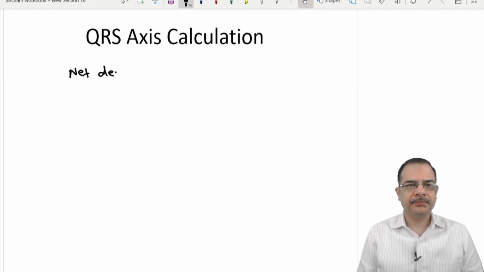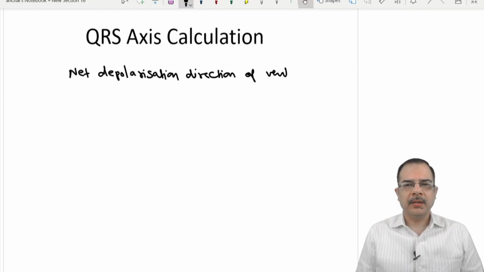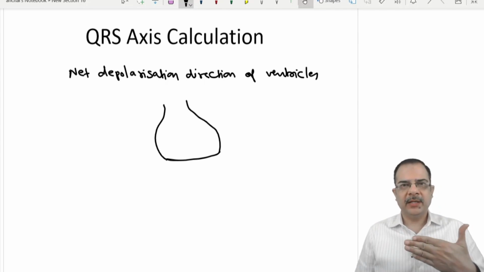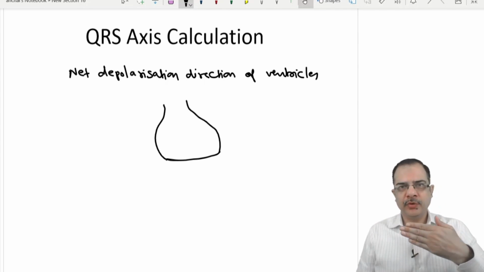Net depolarization direction of ventricles. Meaning is, suppose this is the frontal plane of ventricles. Frontal plane is the plane where the depolarization will be going from superior to inferior direction.